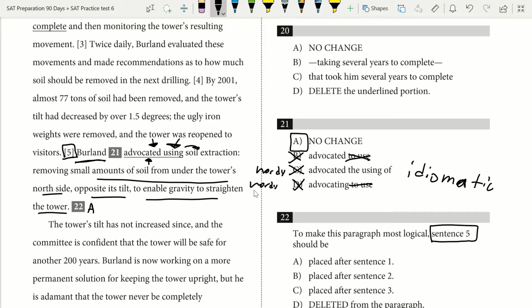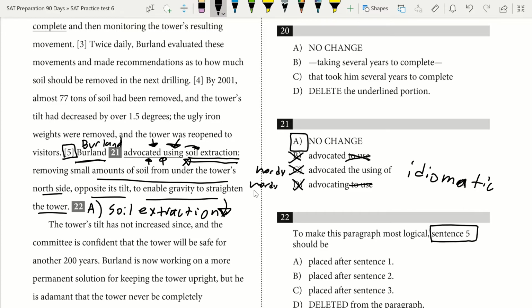Well, I see I talk about Berland advocating using soil extraction. So what comes before it? I should talk about Berland before it, who he is and what his expertise is. So before sentence 5, I want to talk about Berland. Now after sentence 5, I want to talk about this policy he's advocating, this soil extraction. Since he's advocating it here, I'd be looking for something with him now doing it. After he advocated it, he's either successful in his advocation or not, but I want to talk about something with him doing soil extraction if he is successful.